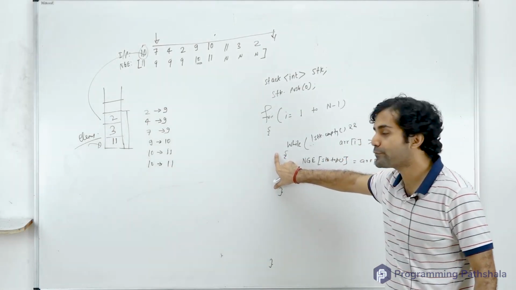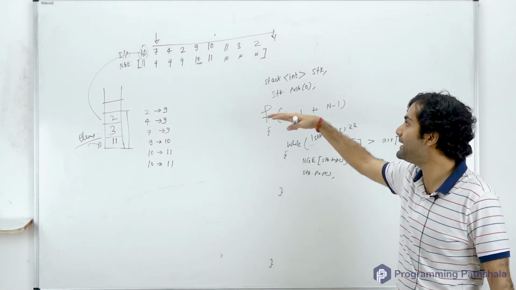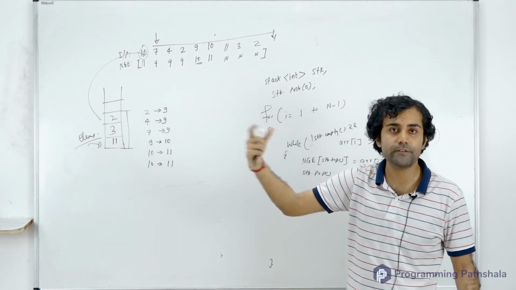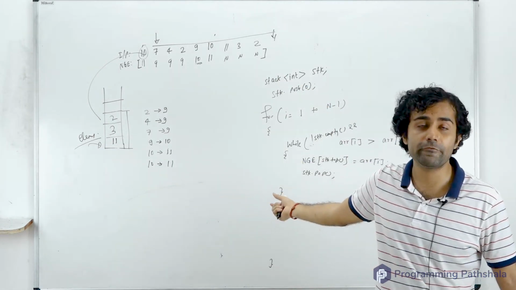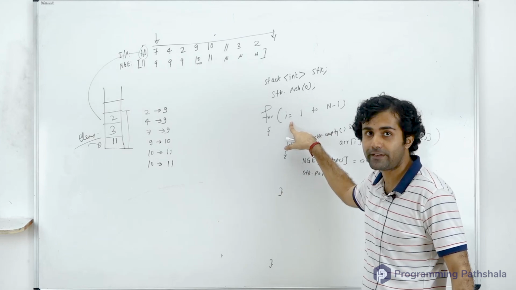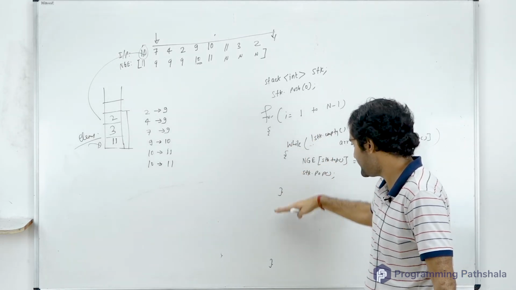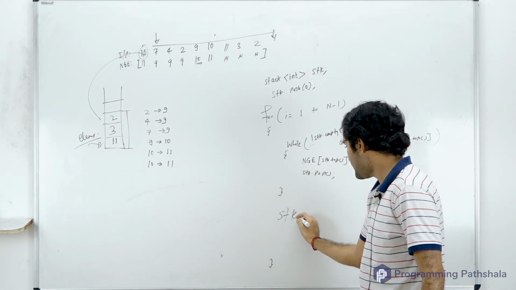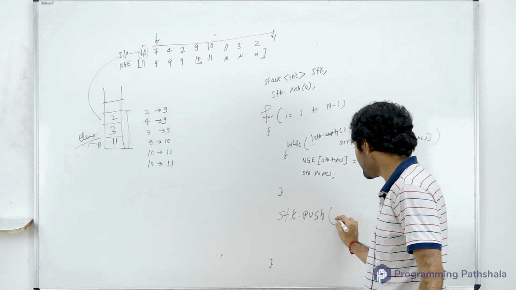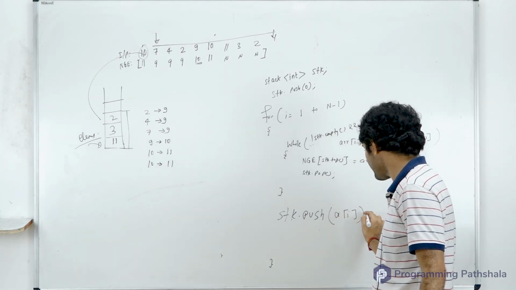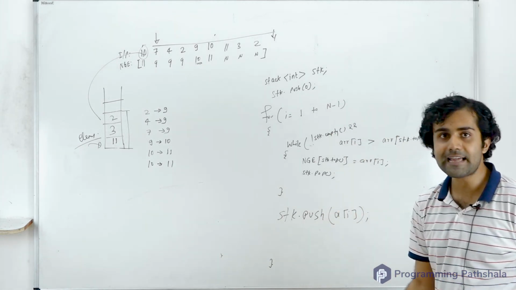What will you do when this while loop is over? What did you do when the set of numbers were removed, whichever could be removed? Yeah, the final thing will be to push this a[i]. So the final line after the end of this while loop will be to perform a stack.push of a[i].